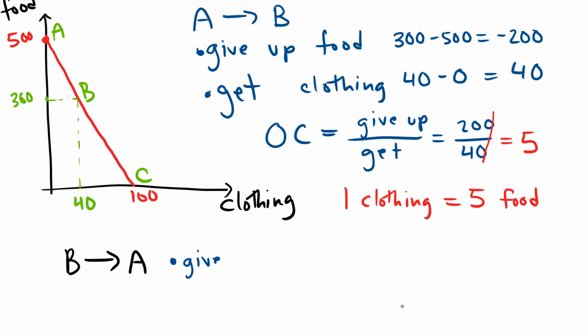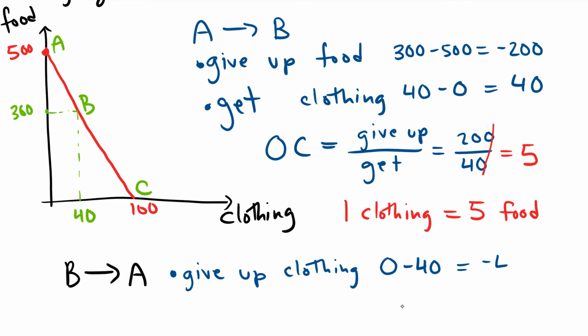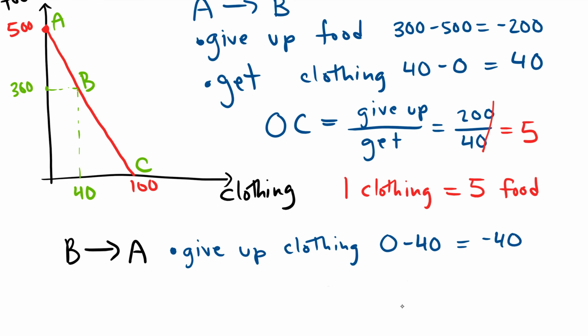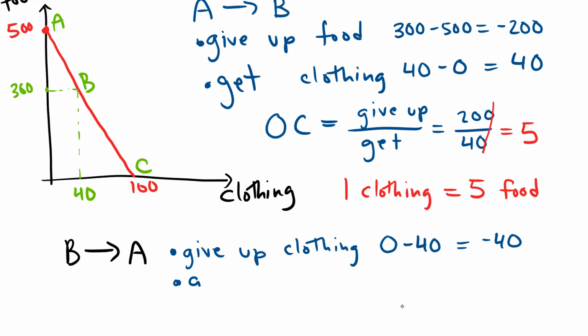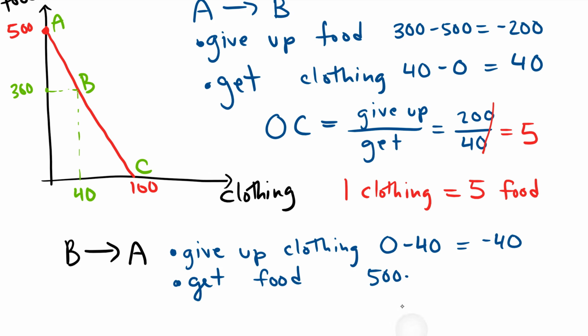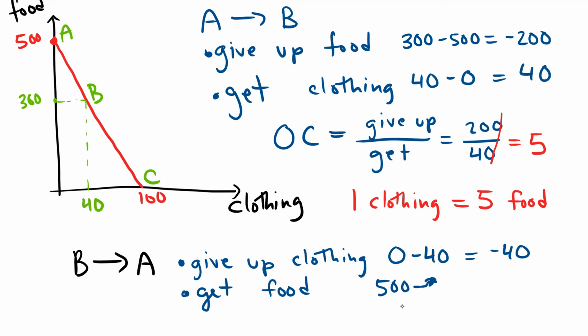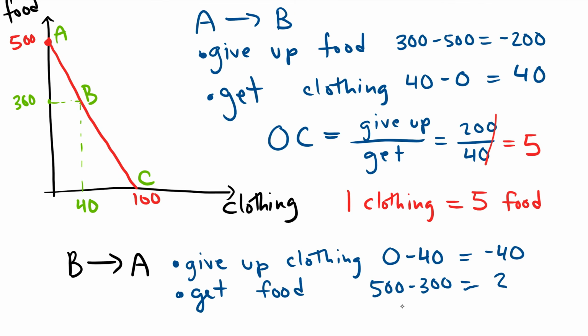So in this case, we go from B back to A. What do we give up? Well, we give up clothing in this case, right? So we're now going to have 0 again, and we're starting from 40. So we give up 40. The give-ups should always be negative if we do this calculation right, but that doesn't really matter. And then what do we get? Well, we get food. And how much food do we get? Well, we end up with 500, and we started with 300, so we get 200.